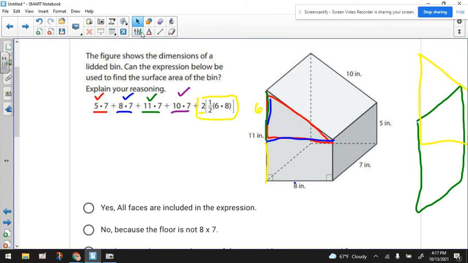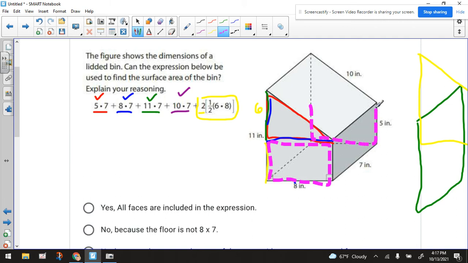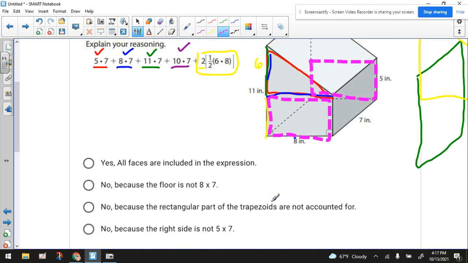But what's missing? Have we included this part down here? So let me do that in a dotted line. Have we included this with this formula? Because that would also be missing here, wouldn't it? Do we have that in there? Look at the answer choices and decide which answer choice shows that.